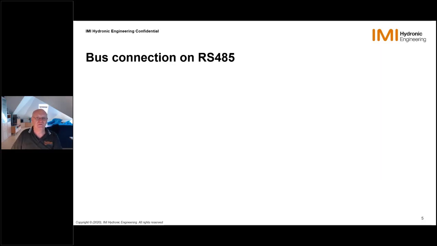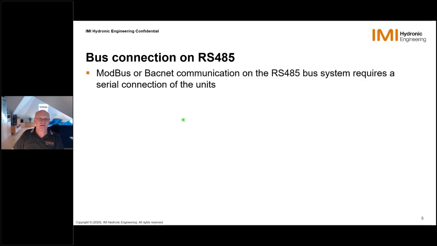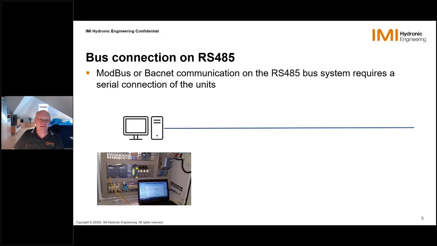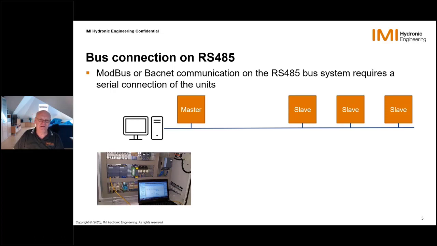Well, at first we have to see what's happening on the RS485 bus system. As you know, Modbus or BACnet communication is using the RS485 bus system, and this requires, of course, a serial connection of the units. What does this mean now? There is somewhere a central unit, a PC, PLC, whatever, called master, and then we have several slaves afterwards.